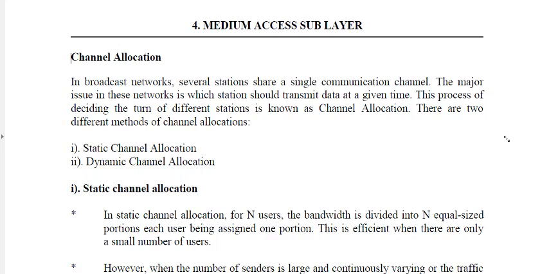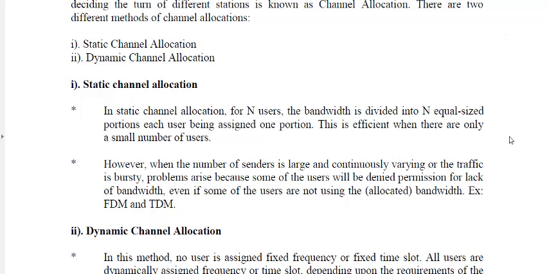This can be allocated in two ways: one, static channel allocation, and the second, dynamic channel allocation. In static channel allocation, the procedure is like this. They take the bandwidth and divide it into n equal-sized portions. Suppose I have n users, so we divide the bandwidth into n equal-sized portions. So you get n slots, and each slot is allocated to each station. Within that slot, the station can transmit its frames. This is how the process goes.